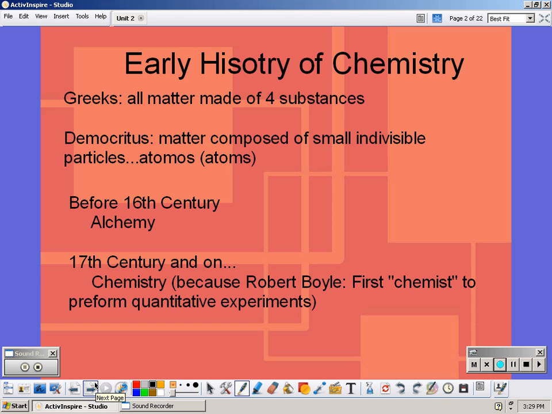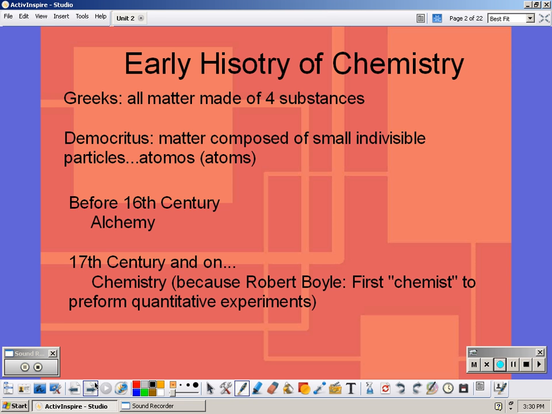So the early history of chemistry, first you had the Greeks like Democritus thought that matter was made up of 4 substances: earth, wind, fire, and water, and they practiced alchemy, where they were trying to convert things into other substances. Democritus was a philosopher who said that matter was composed of small particles called atomos, which is where we get our word atom from.